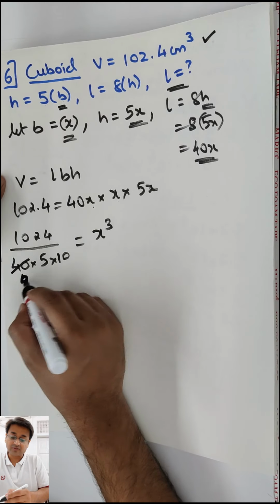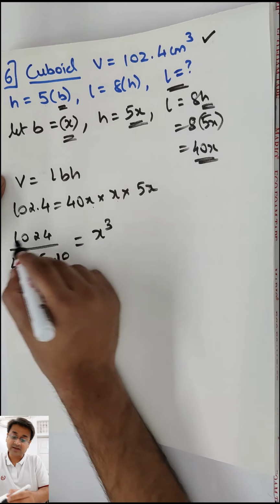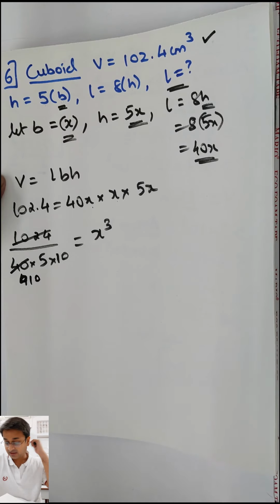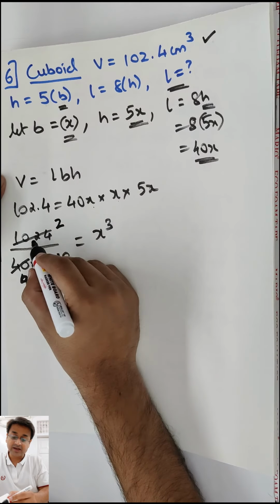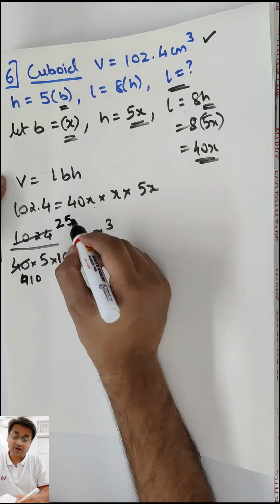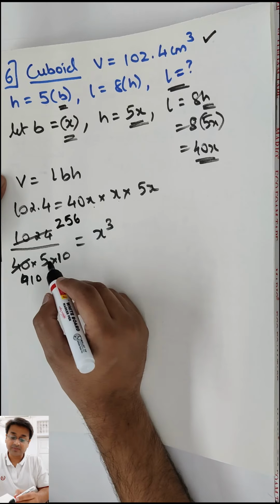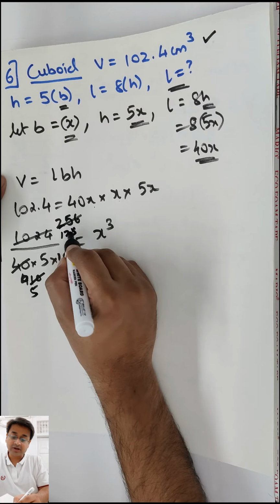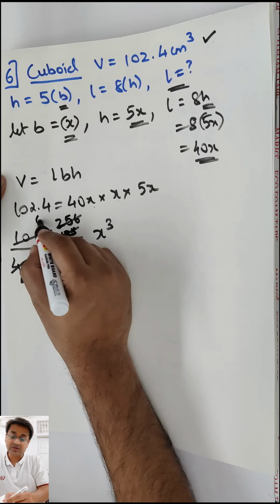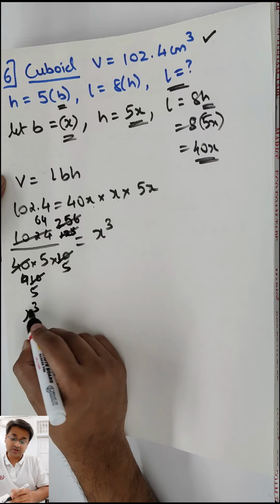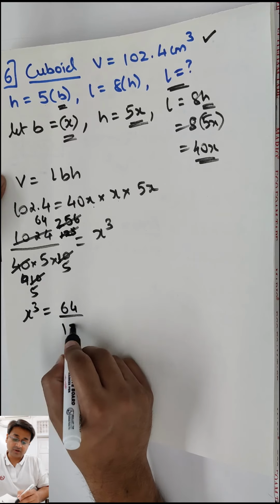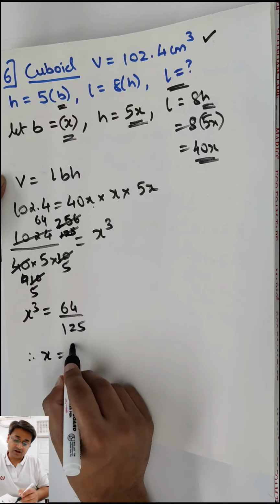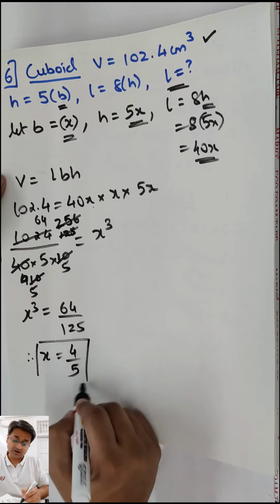So 4 tens are, does this go in 4? I think yes. So 4 twos are 8, 4 fives are 20, so 6 times. Can I cancel anything else? Yes, 2 fives are 10, 2 128s are 64, and 2 fives are 10, 2 64s are 32. So I get x cube is equal to 64 by 125. So therefore I can say x is 4 upon 5.